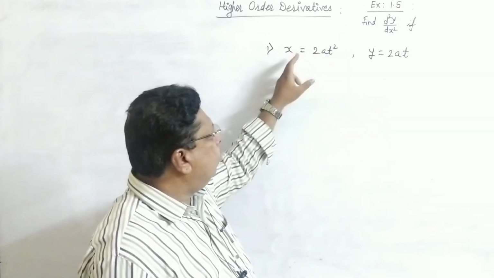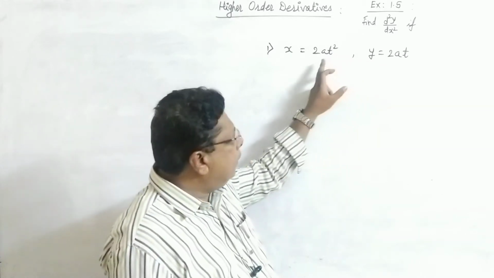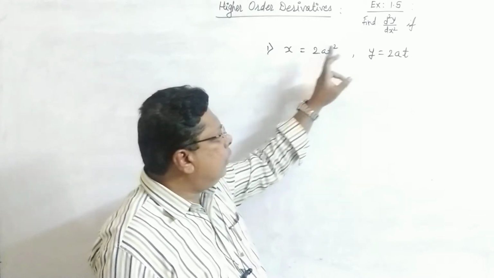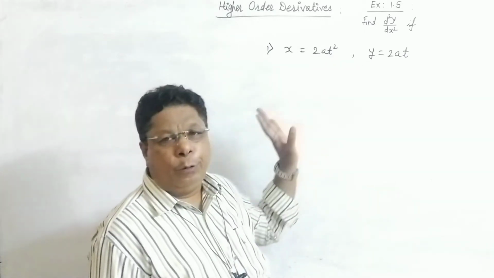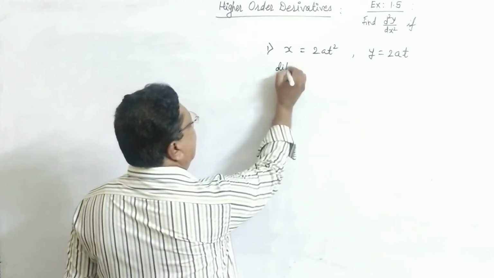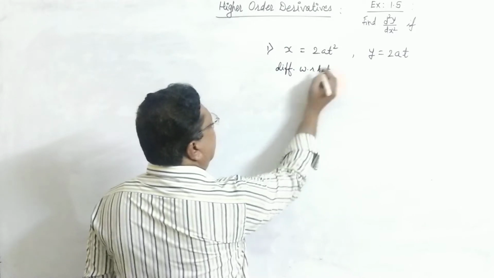Now we have to differentiate both functions with respect to the parameter. So what is the parameter here? t is the parameter. Therefore, differentiate both the functions with respect to t. Okay, now first we differentiate x with respect to t.